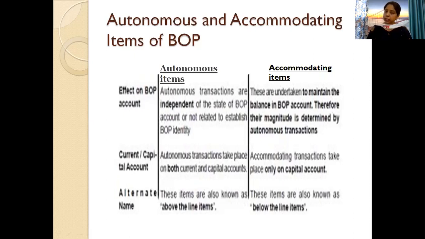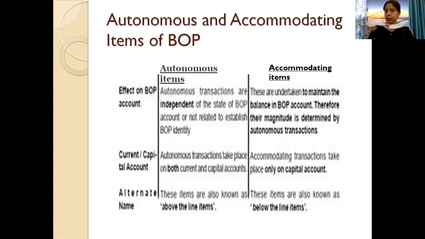Current account में भी economic transactions होंगी और capital account में भी होंगी, right? While accommodating transactions take place only on the capital account, क्योंकि जो भी deficit या surplus situation है, उसे हम foreign exchange से balance करेंगे और वो कहाँ से आएगा? Capital account के through. तो सबसे पहले BOP में हम enter क्या करते हैं?